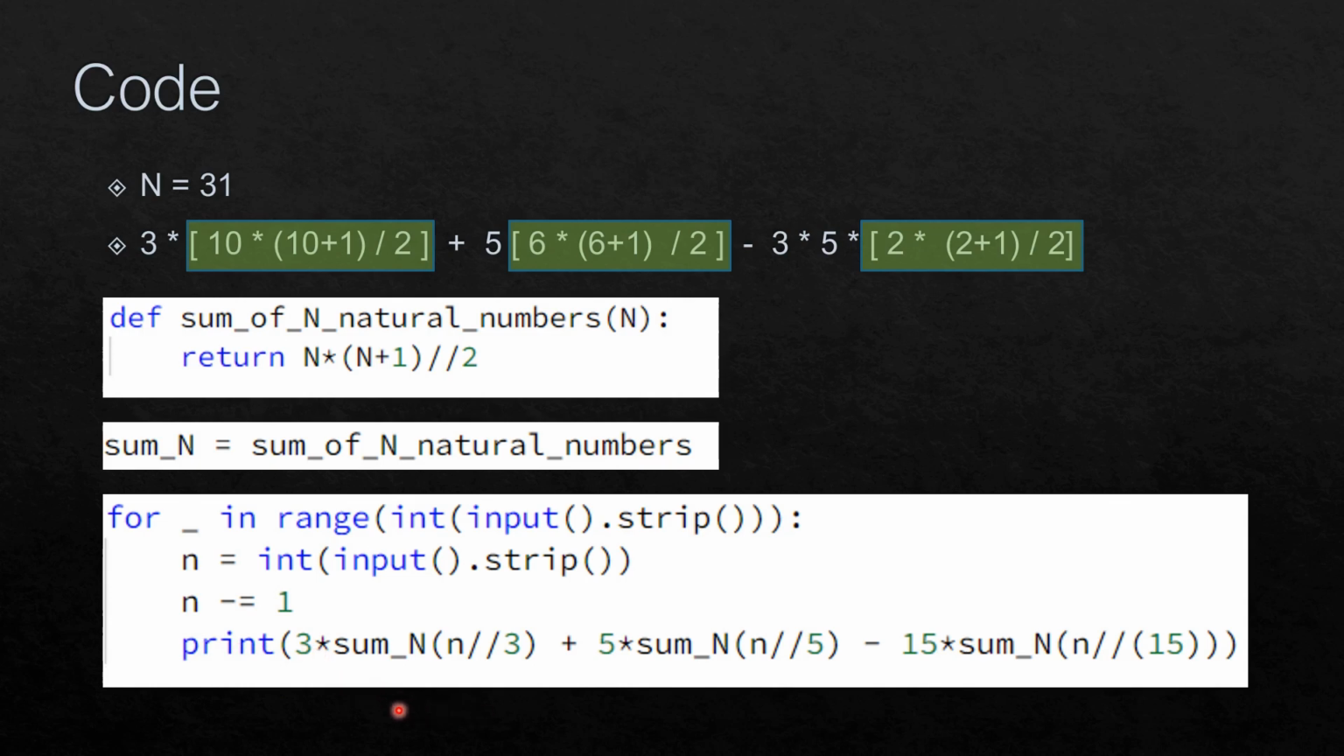And then I'm doing the same thing: 3 into the sum of that 10, which is the quotient we get from dividing by 3, and the same thing I'm doing here also, n integer division 5 and n integer division 15. Here you get the answer.